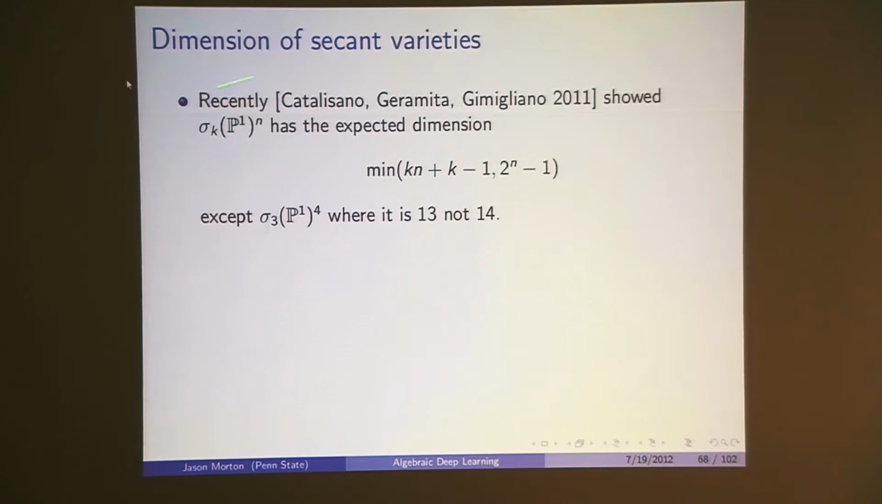Some Italian geometers showed that it has the expected dimension, except in one single case where we have a 3-state latent variable and we have 4 binary observed variables. In that case, the dimension is 1 less than you would expect it to be. One parameter gets wasted because things collide. And so this is kind of the hard part in many of these things, is getting rid of the exceptions and showing that we know exactly where the exceptions are.